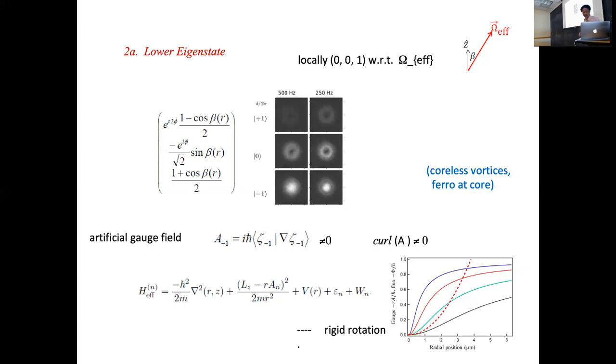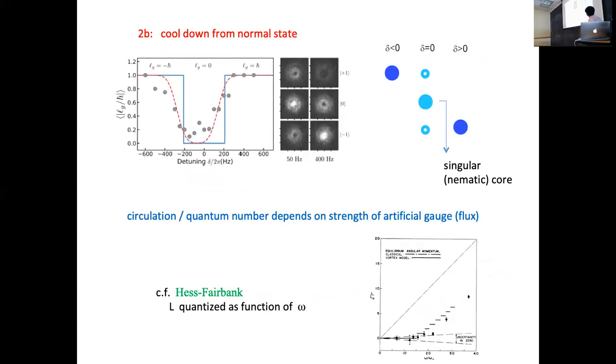So that's the equation of the vortex. And you can also produce the singular vortices. This is done by cooling down from the normal state, so the system would look for its ground state. If you have a large negative detuning, it's clear that all the particles would like to go to this m minus 1. And in the large positive detuning, all of them would go to this m plus 1.